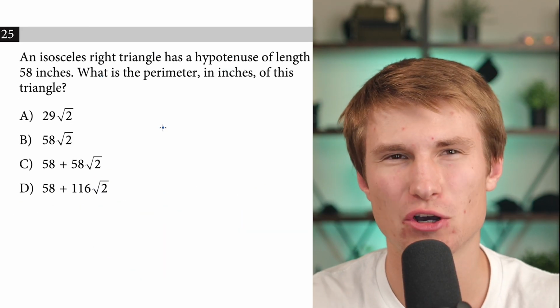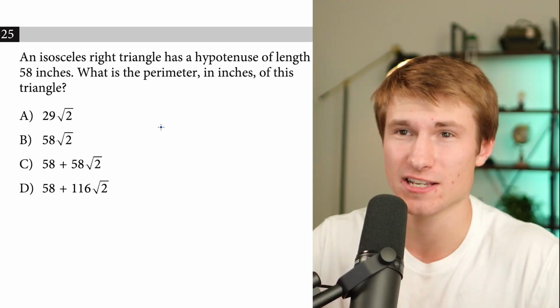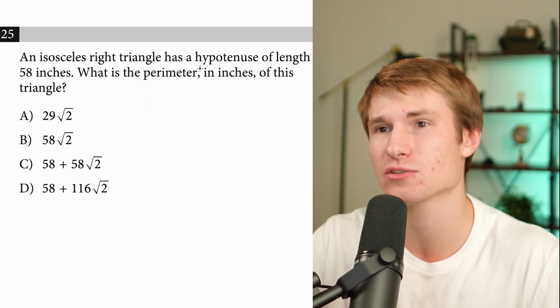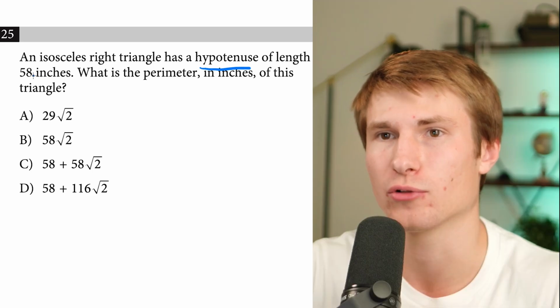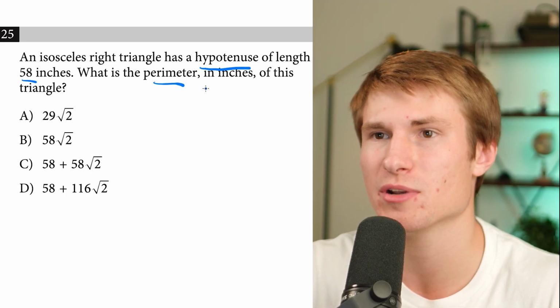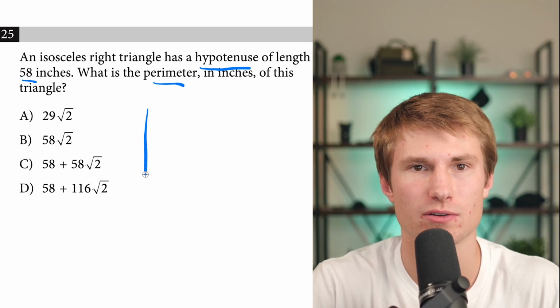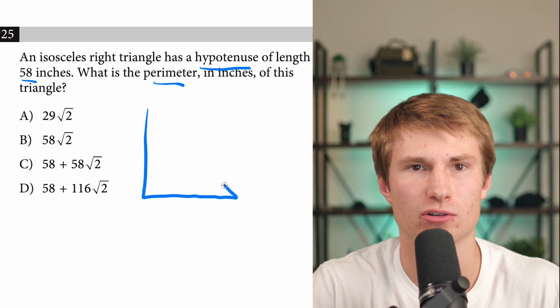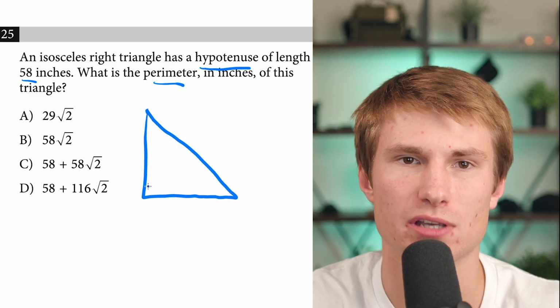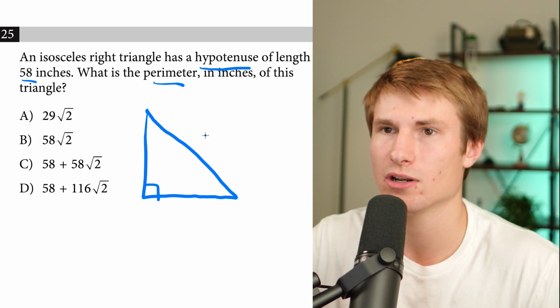Here's something you need to know about isosceles right triangles for the SAT. Question 25 states an isosceles right triangle has a hypotenuse of length 58 inches. What is the perimeter in inches of this triangle? All right, so let's go ahead and write this out. Anytime you're given a triangle or a circle questions on the SAT, it's usually helpful to write it out. So we're given our hypotenuse.